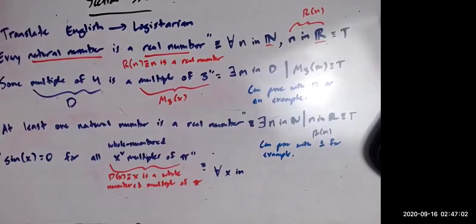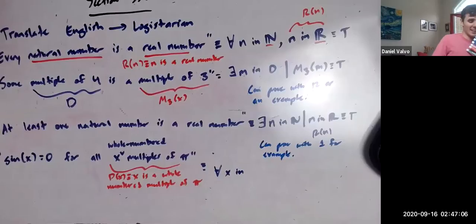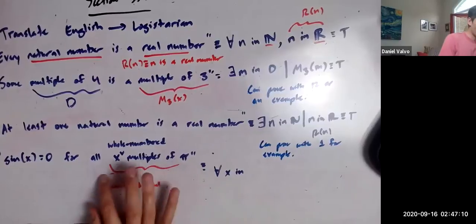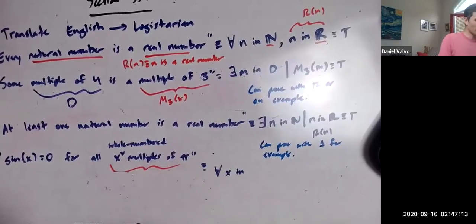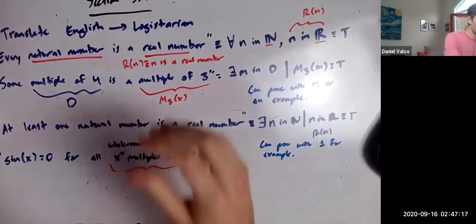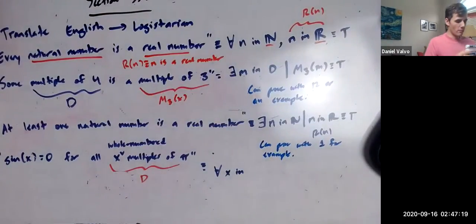I'll give you a hint. I kind of made pi again, like those whole number multiples of pi. Yeah, I don't really want to make this a predicate. I kind of want to make this a domain instead, although we're going to come back to this. So I'm going to make it a domain instead.